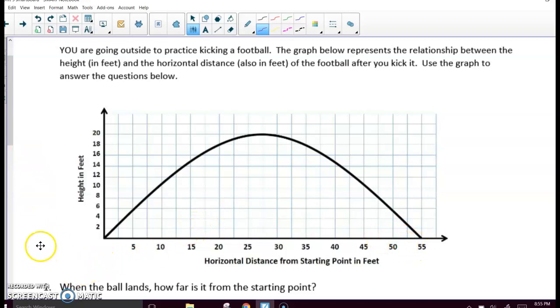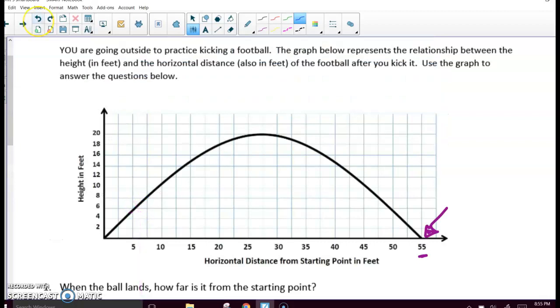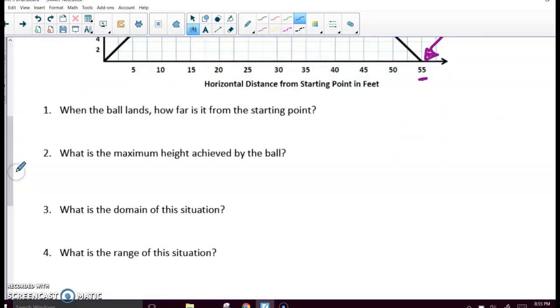Question number 1, when the ball lands, how far is it from the starting point? Let's first find where it lands on the graph. Here is the point where the ball lands. So the question asks, how far is it from the starting point? 55, and our label are units of feet.